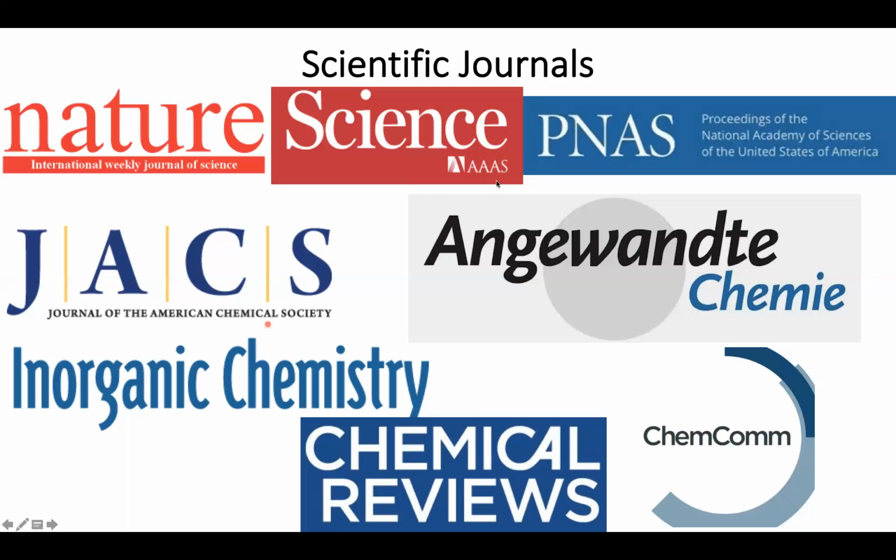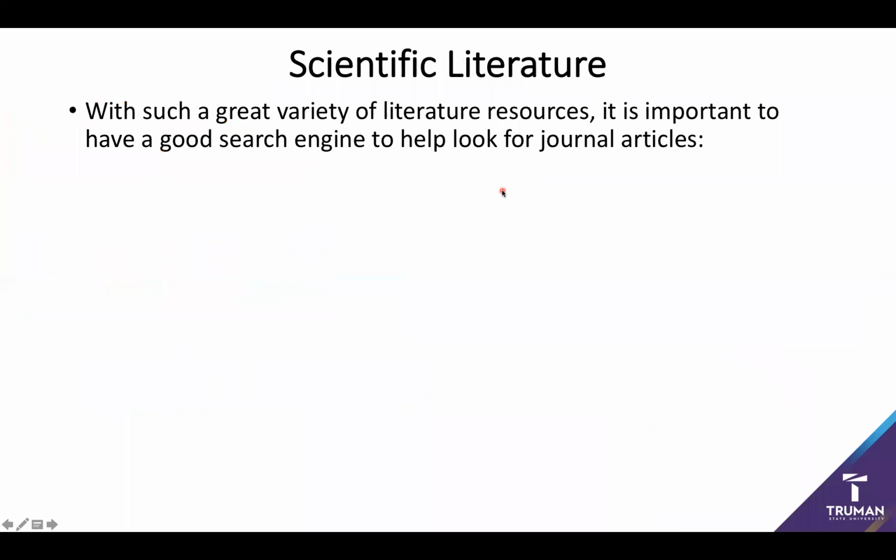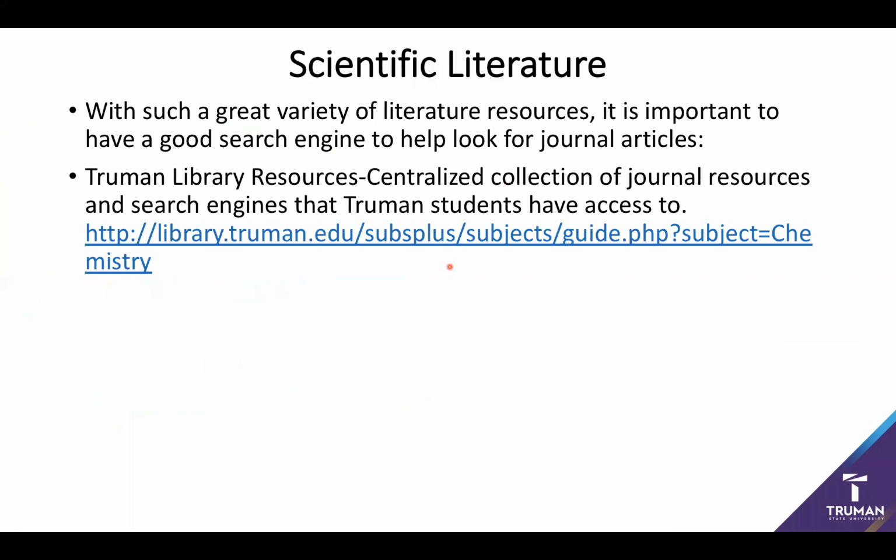So with all of these journals out there, we need a good way to try and winnow through and find the articles we care about. And lo and behold, in the age of scientific progress, we need a search engine. So there's several good search engines out there. A good overview of some of the ones available: you can go to the Truman Library Resources. There is a specific subtag for chemistry, which will give you good information on what journals the library has, and some good search engines to use.